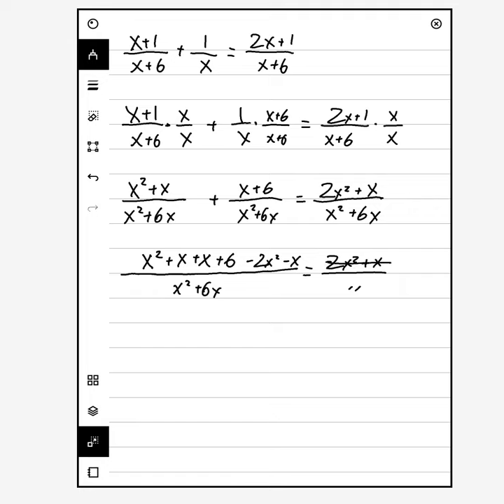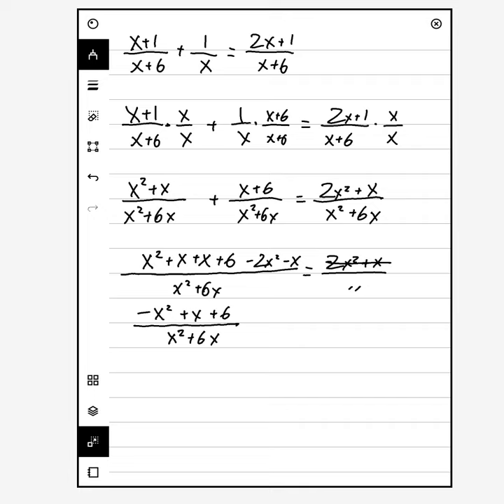Okay, cool. So then let's start combining all the like terms. So we have the x squared and the minus 2x squared. So that makes it negative x squared. And then we have x plus x minus x, which becomes plus x. And then 6. Oh, okay. Well, that's it. Just 6. Sorry, buddy. Okay. All over x squared plus 6x.